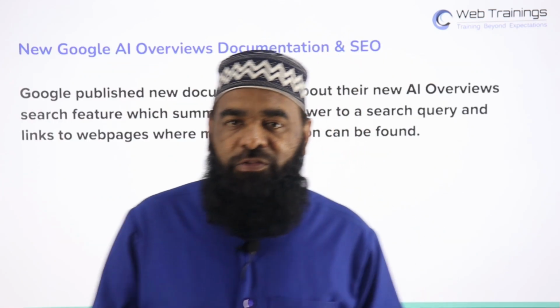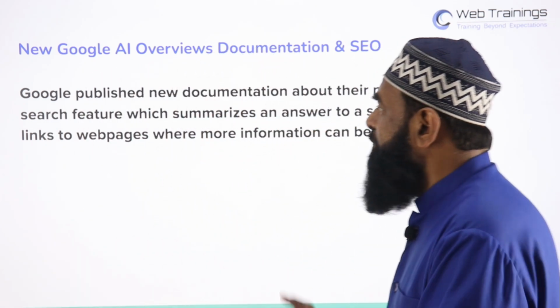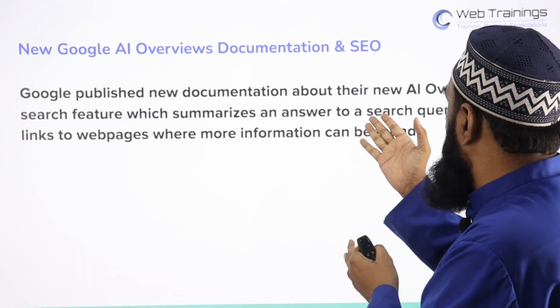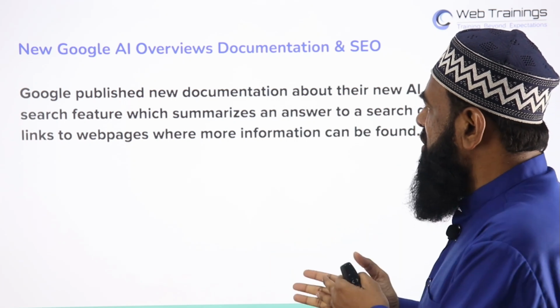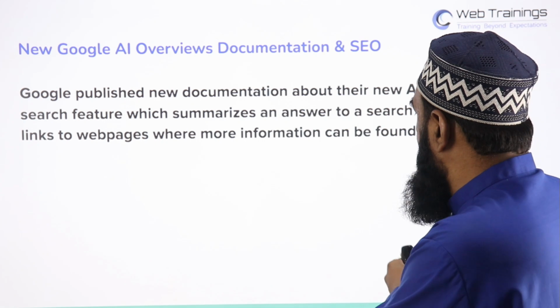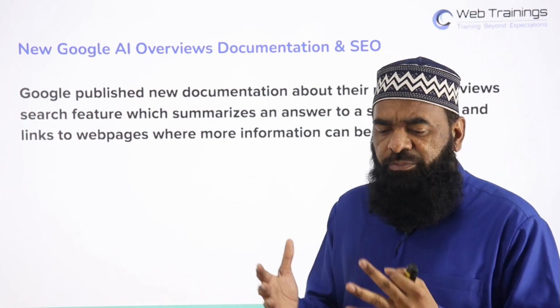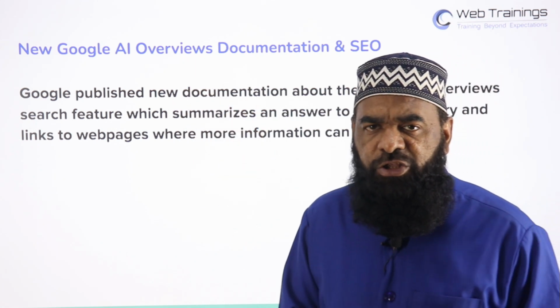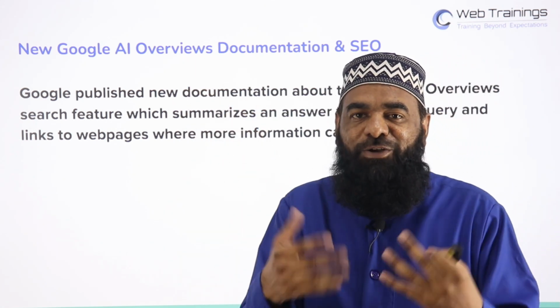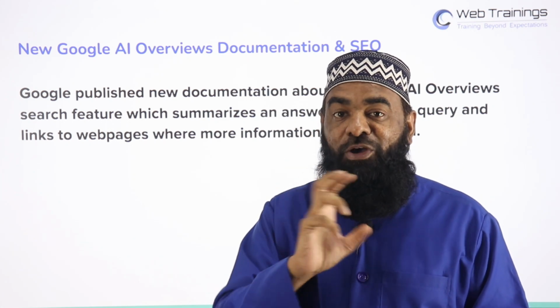So let's start with the concept of what Google AI Overview is. Google published new documentation about their new AI Overview search feature, which summarizes an answer to a search query and links to web pages where more information can be found. So the basic idea about this new feature or update is that Google has given detailed documentation. This presentation is a part of that documentation. We have taken the important points to highlight and give you the overall view.